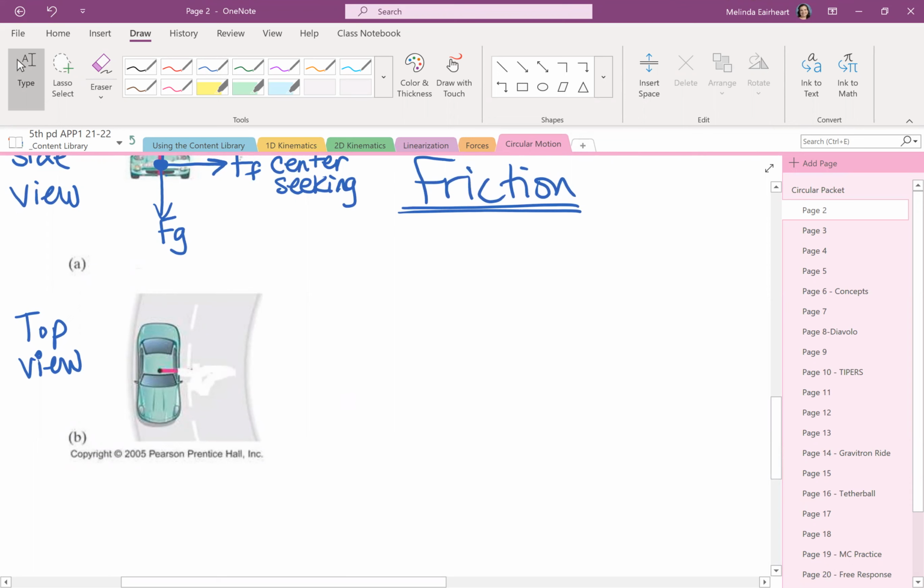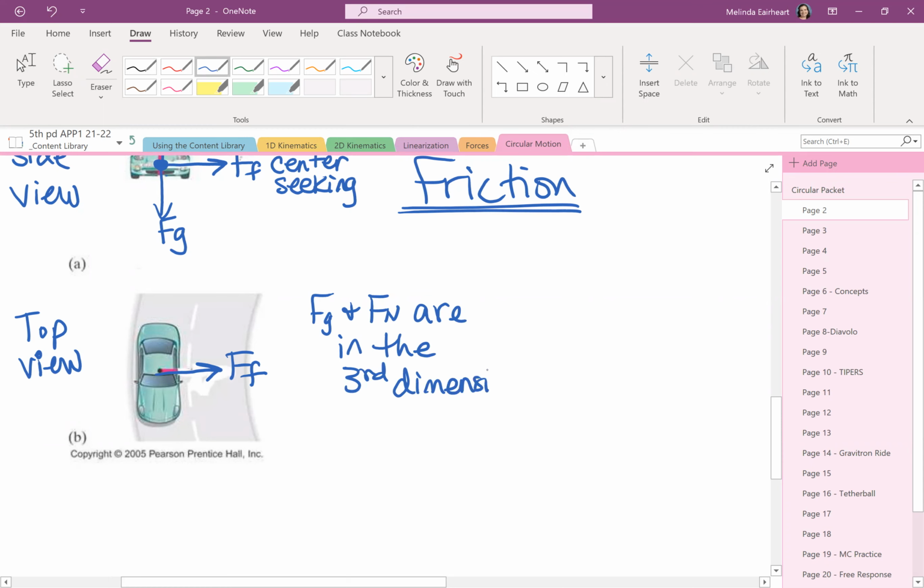Normal force would be coming at you. The arrow's pointing at your face if you're looking top down. But you'd still see the frictional force. Okay? And so we'll just say that FG and FN are in the 3rd dimension, which I'm just going to say is harder to draw. But notice your center-seeking force shows up on both, as it should. Good deal?